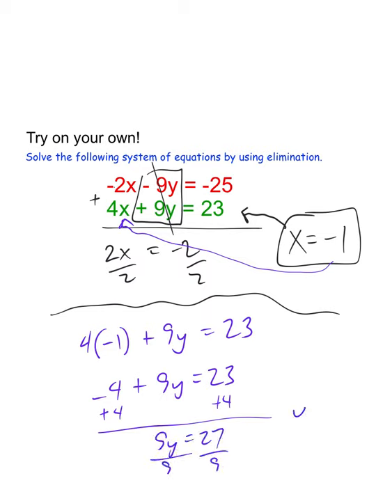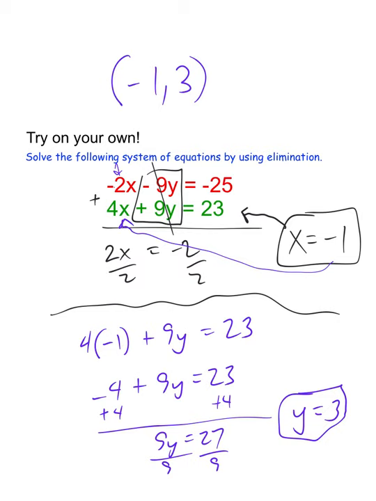Divide by 9 on both sides, so y equals 3. So our answer here would be (-1, 3). And if we wanted to put that back into either or both equations, we would find that, for instance, -2 times -1 is 2. 9 times 3 is 27, so 2 minus 27 equals -25. So the top equation works.